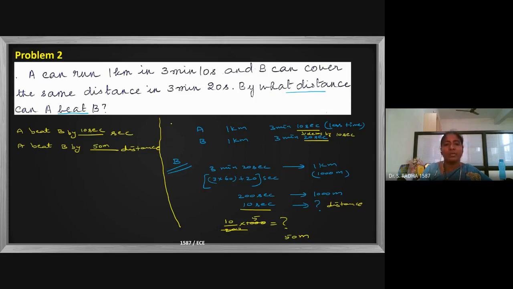So in step 1, this is just rough for understanding, we calculated how much distance B is running for 10 seconds. That is the final answer. If they ask in terms of time, it is 10 seconds, but this question is with respect to distance. Final answer is 50 meters.